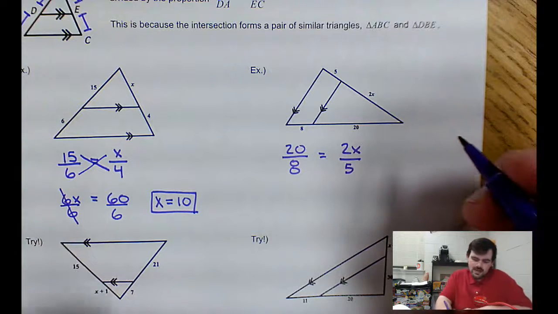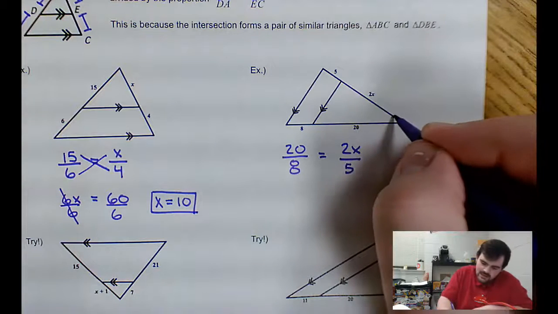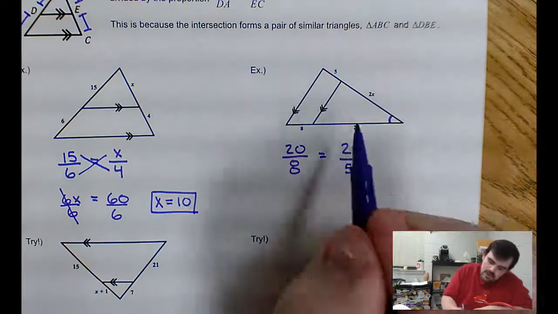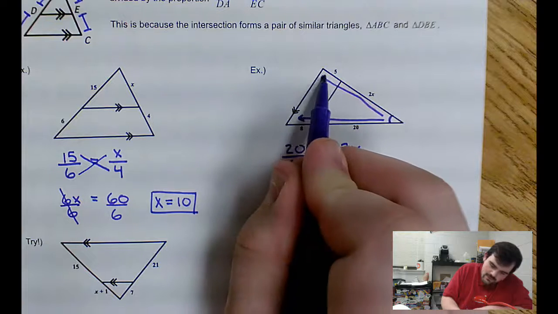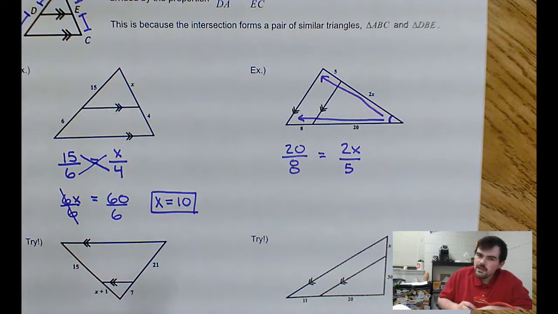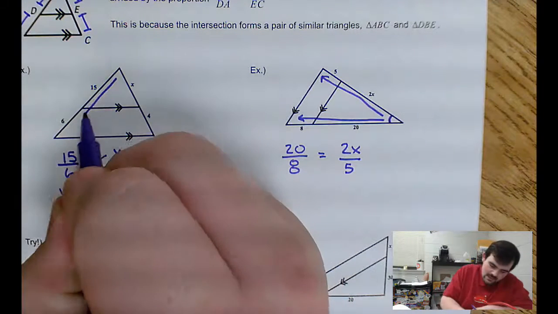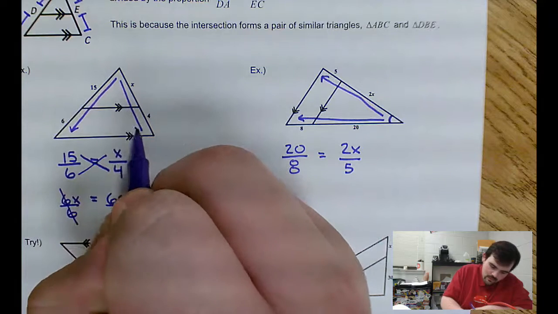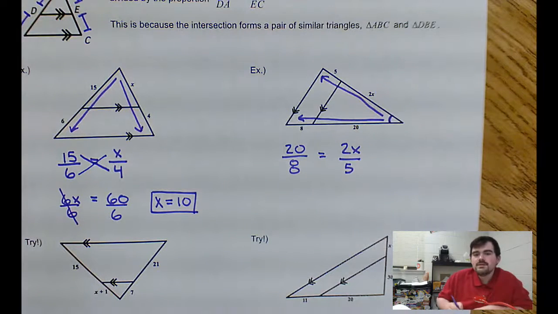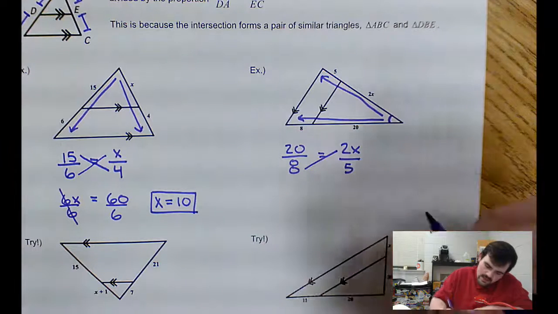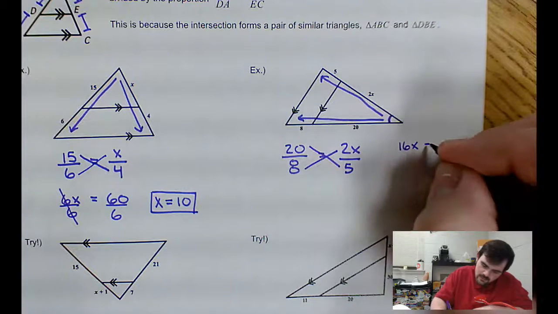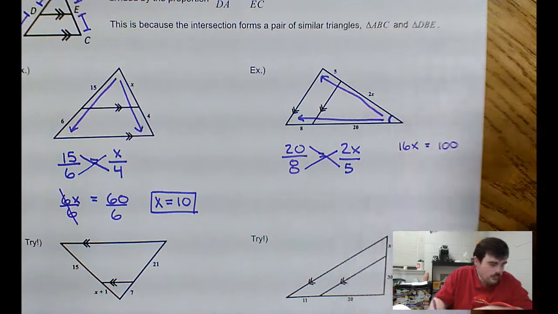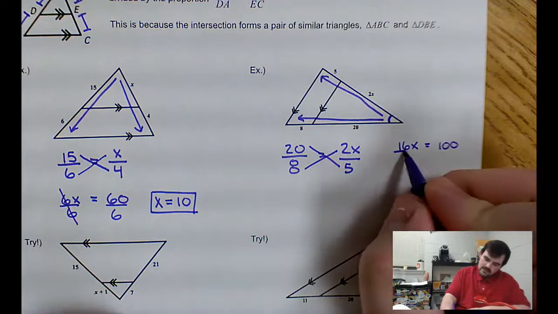Notice that I'm always doing the number closer to this angle first, right? I'm working from 20 over 8 and 2x over 5. You want to put them in that order every time, otherwise it's not going to work out. So like I did 15 over 6 and x over 4. Okay, so 8 times 2x is 16x. 20 times 5 is 100. And I'm going to divide both sides by 16.